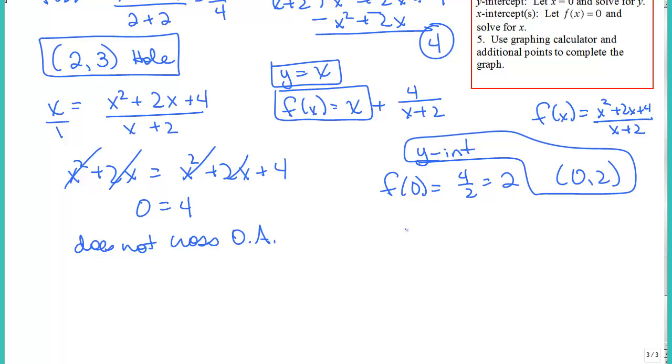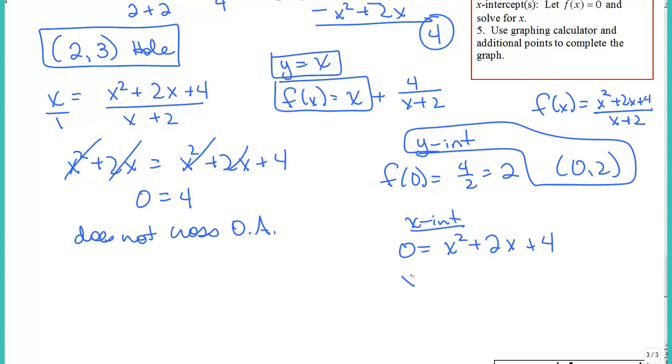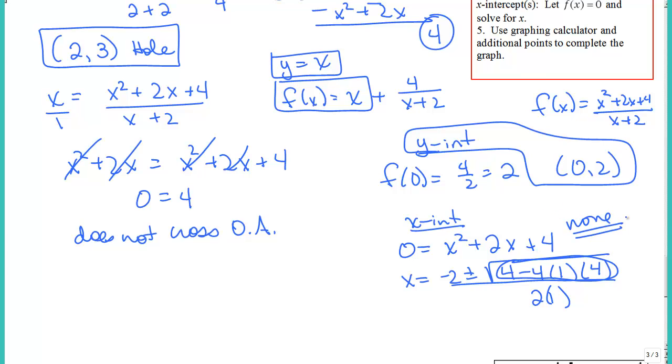Let's find the x-intercepts. I'm going to set the numerator equal to 0 and solve. Now, that does not factor. So how could you solve that if you don't factor? You'd have to use the quadratic formula. So let's see what happens. Notice that that is going to be a negative number underneath the square root, which is imaginary, which tells me there are no x-intercepts.